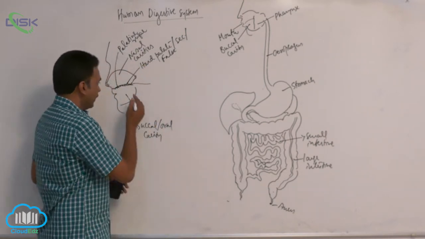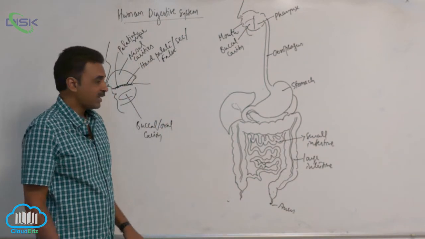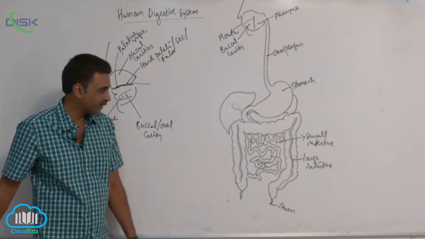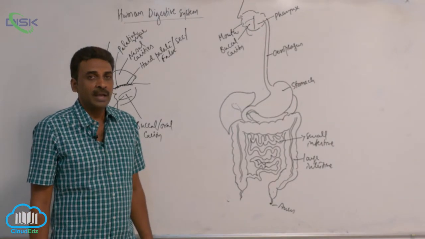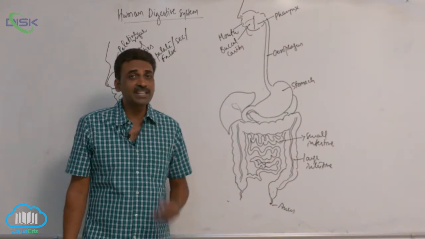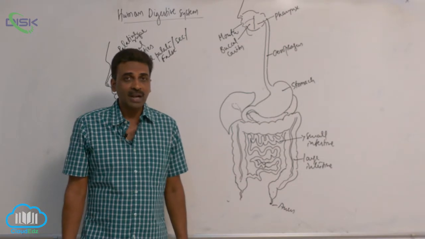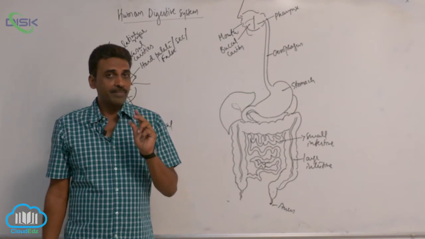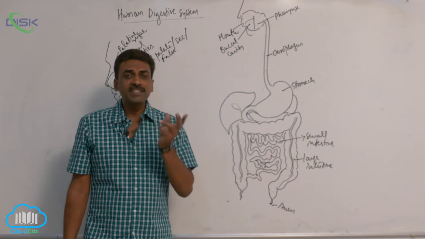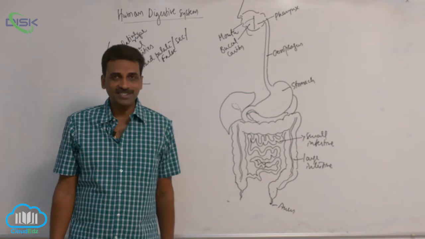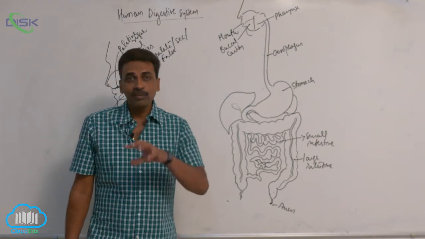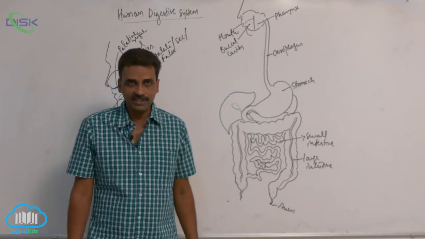Now, in the floor of the buccal cavity, there is the tongue. Tongue is a muscular organ present in the floor of the buccal cavity. It is around 10 centimeters in length, and it contains striped muscles, or voluntary muscles, interspersed with fat. Along with voluntary muscles, it also contains some fat.